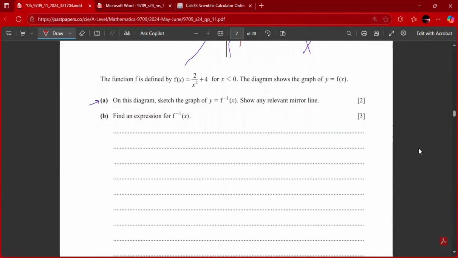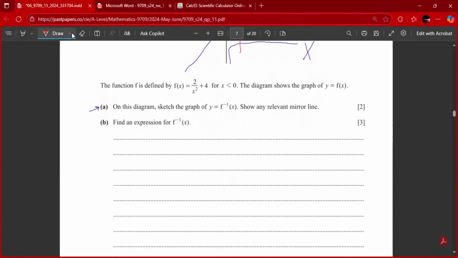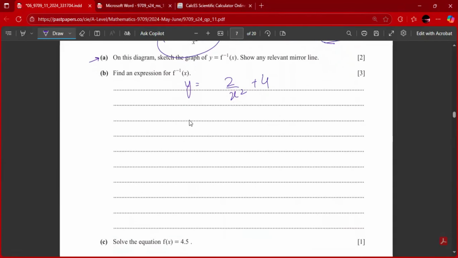Find the expression. Okay, do we have? Yes, we have. This is f of x. Oh, we're given the domain as well. So y is equal to 2 over x squared plus 4. Then making the x subject, y minus 4 is equal to 2 over x squared. X squared is equal to 2 over y minus 4. X is equal to plus minus square root of 2 over y.